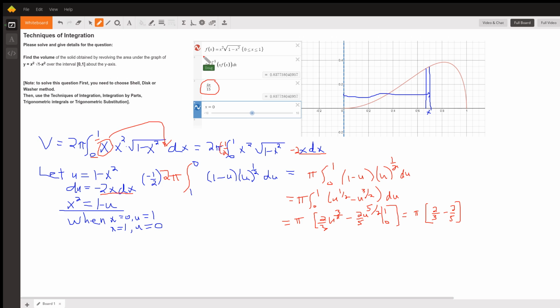And I used the Desmos definite integral function to actually calculate this definite integral, and I get 0.8377, and I see that 4 pi over 15 has the exact same value, so I'm kind of convinced that this answer is correct. So there you go.